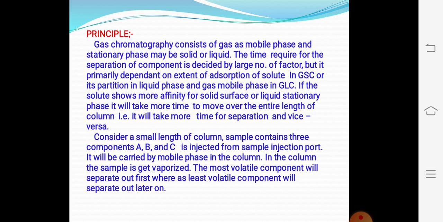Consider a small length of a column. A sample containing three components A, B and C is injected from the sample injection port, and it is carried by the mobile phase into the column. In the column, the sample is vaporized, and the most volatile component will separate out first, whereas the least volatile component will separate out later on.